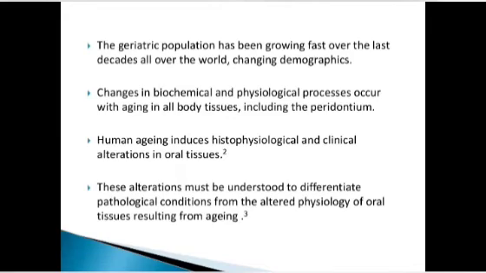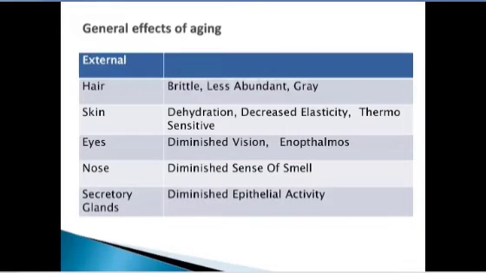The geriatric population has been growing fast over the last decades all over the world, changing the demographics. Changes in biochemical and physiological processes occur with aging in all body tissues, including the periodontium. Human aging induces histophysiological and clinical alterations in oral tissue. These alterations must be understood to differentiate pathological conditions from the altered physiology of oral tissues resulting from aging.